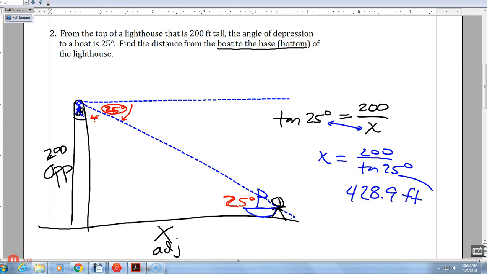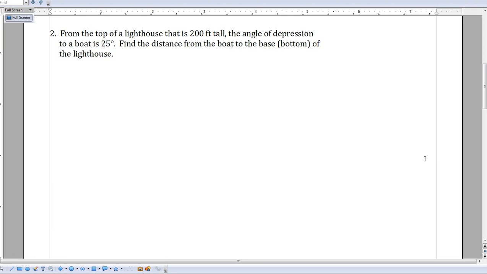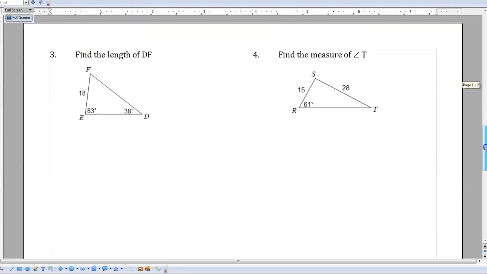428.9 feet. And that makes sense. I always kind of want to double check and see if that jives. And you have a 65-degree angle with a pretty big side across from him, 25 with a much smaller, so that jives. Usually if you make a mistake over here somewhere, you'll have a smaller side across from a bigger angle. Violation. All right, 8-7.